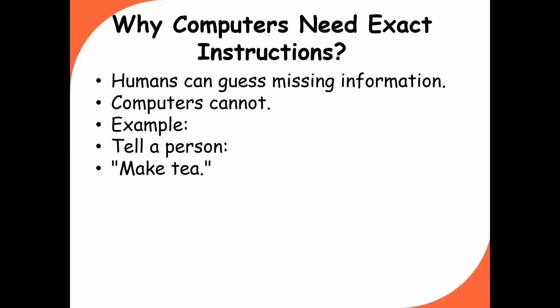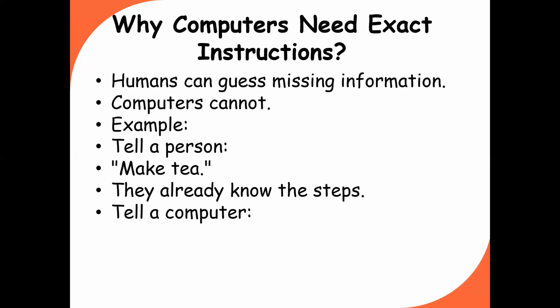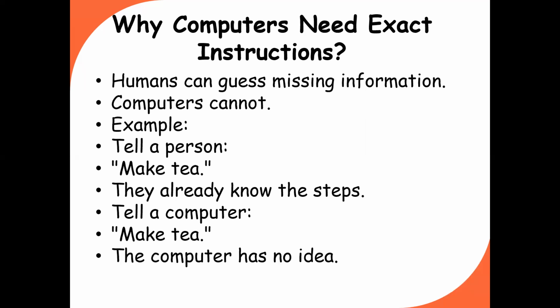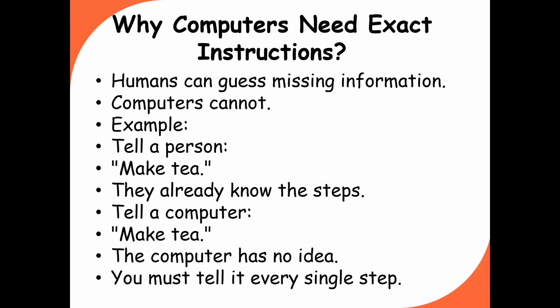For example, tell a person to make a tea. This is a clear instruction. They already know the steps, but if you tell a computer to make a tea, you need to specify the steps the computer needs to follow. The computer has no idea how to make a tea. If you want it to do it, you must tell it every single step.